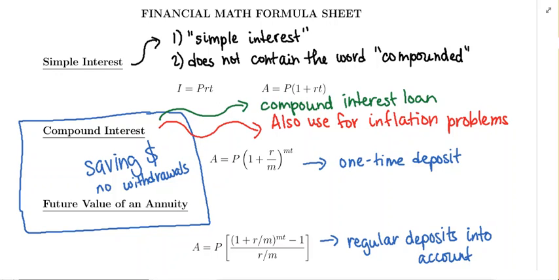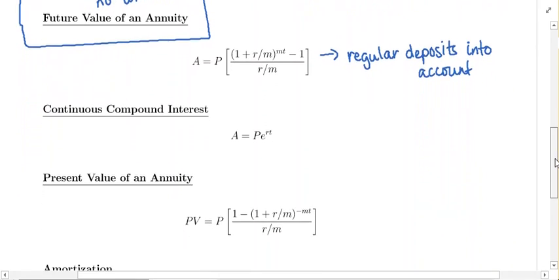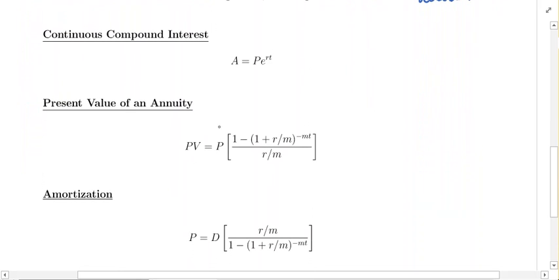All right, so far we have discussed simple interest, compound interest, and the future value of an annuity. Now we're going to turn our attention to the next formula on our formula sheet, which is the continuous compound interest formula. It's this formula right here.